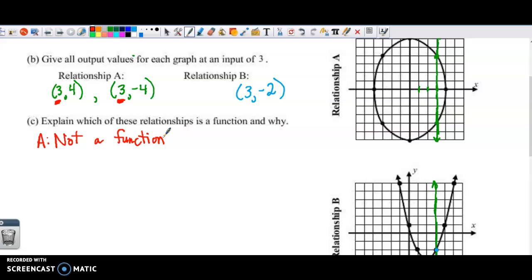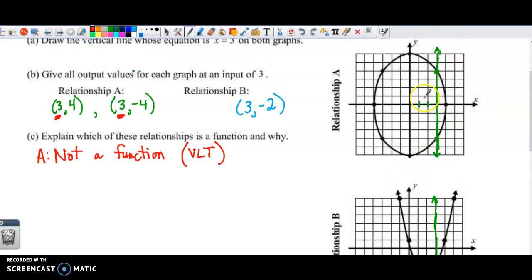And one way of doing this is what's called the vertical line test. What the vertical line test says is if you were to draw a vertical line through any part of your relationship, that's what this is called, and it hits at more than one point, then you must have the x's repeating, and yeah, it is no longer a function.